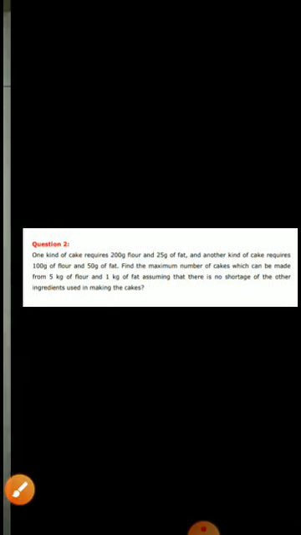One kind of cake requires 200 gram of flour and 25 gram of fat. And another kind of cake requires 100 gram of flour and 50 gram of fat. From the first statement itself, can we state that there are two types of cake that we are going to make? Yes. So should I write the two types column wise? It should be written as cake 1 and here cake 2, the second kind. And we have the constraints as the fat and the flour.